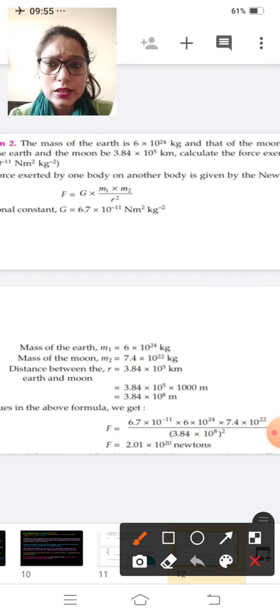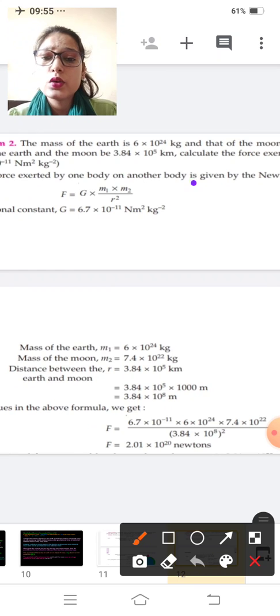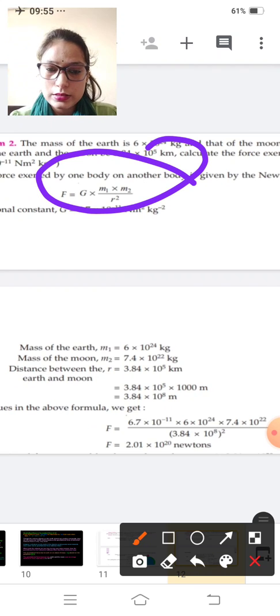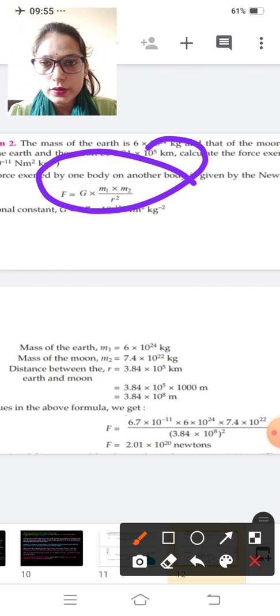These are all very easy numericals. You have to just put the values and get the answer. If you are not able to solve these numericals, just message me. I will take a live session for this calculation.